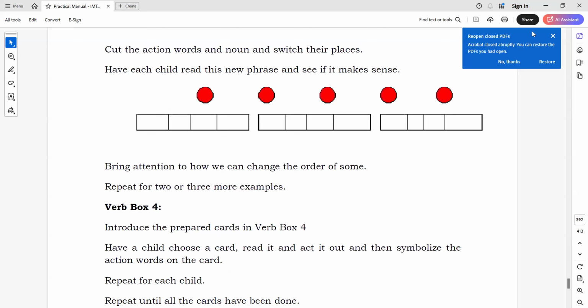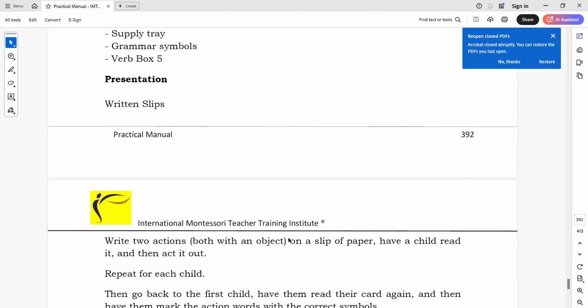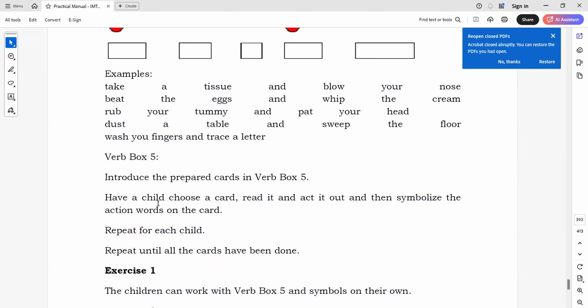See, when you're reading, the entire intention of this particular activity was to identify the action. When the child reads a sentence, the child will have to identify an action. If I'm taking the last box, rub your tummy and pat your head, the child will have to understand rub your tummy. So the teacher actually makes an action, right? So rubbing is an action. So he takes a red symbol from the grammar symbol box and keeps it on top of rub.